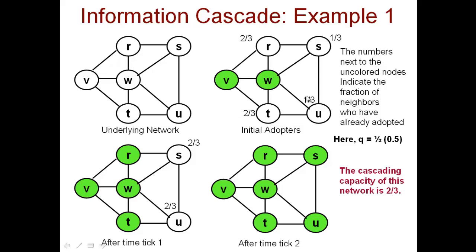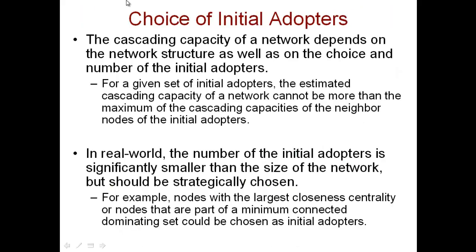So in this example here, again remember, given the initial adopters, we cannot right away come up with the cascading capacity of a network without knowing the initial adopters. Okay, so given these two initial adopters V and W, the cascading capacity of the network is two-thirds. Okay, so that's what I state here.